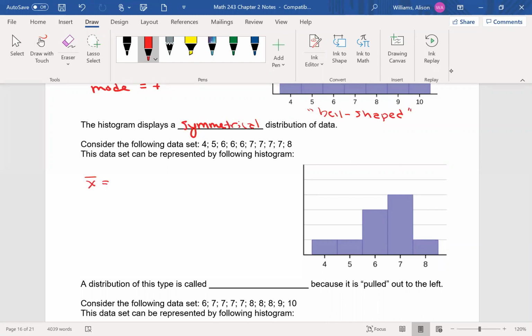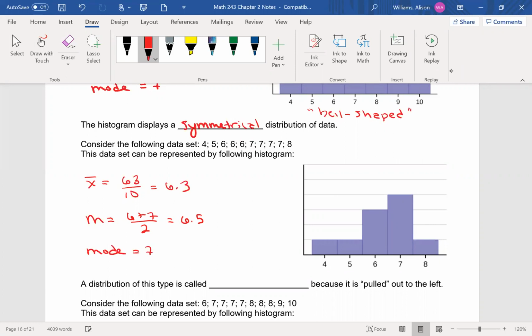So for this one, when I add the data together, I am getting 63, and there are 10 pieces of data. So 6.3, that's my mean. Okay, so the mode then, I'm sorry, the median then, 1, 2, 3, 4, 5, is going to happen right between 6 and 7. So that'll be 6.5. And then the mode for this data looks like it's 7.